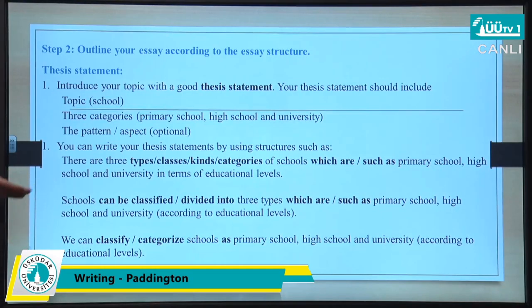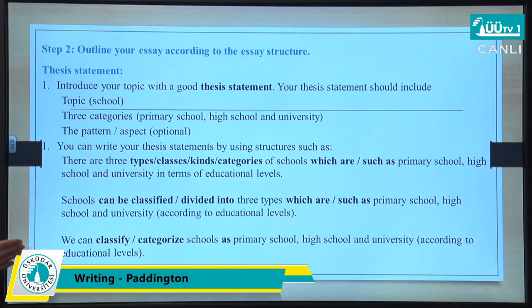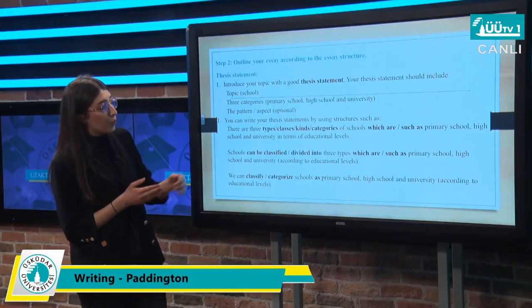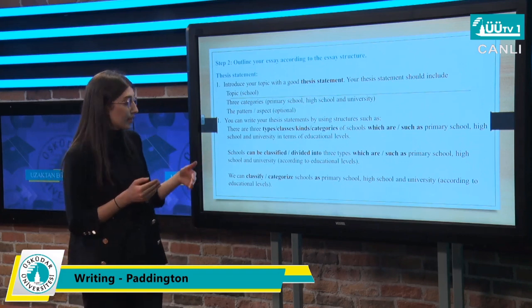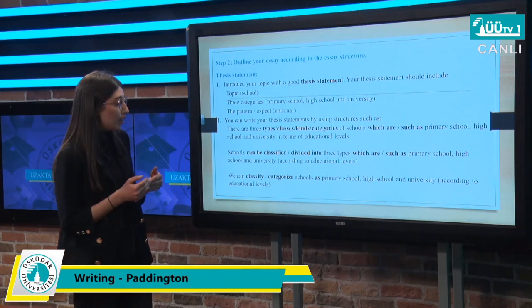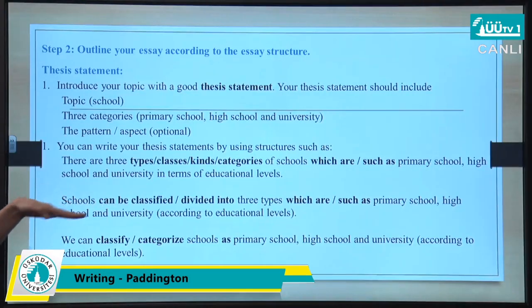You can start like this. There are 3 types or classes or kinds or categories of schools. As you can see, you can use any synonym with the same meaning of the type or the class. So which are, or such as, and you just list your categories here. You mention them. Or like this, schools can be classified, schools can be divided into 3 types, and again, which are or such as. So this is how your thesis statement has to look.